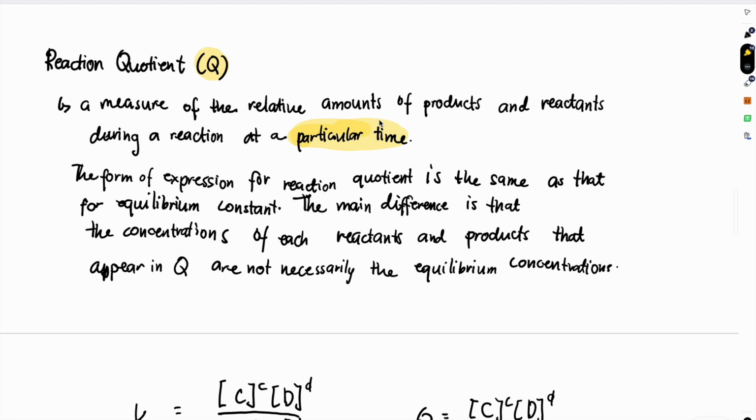It's like asking, what is Q if the reaction happens at 100 degrees Celsius, for example. So, this particular time is in terms of temperature. I will illustrate it further later in the example. So, it is said that the form of expression for the reaction quotient is the same as that for the equilibrium constant. Same formula for K and Q. Not the same value, but the same formula.